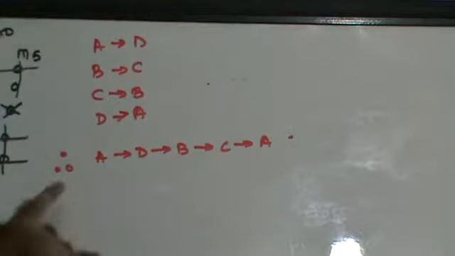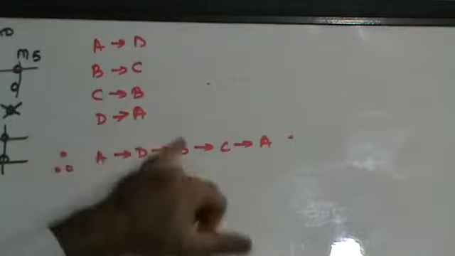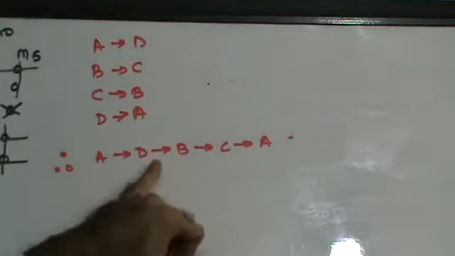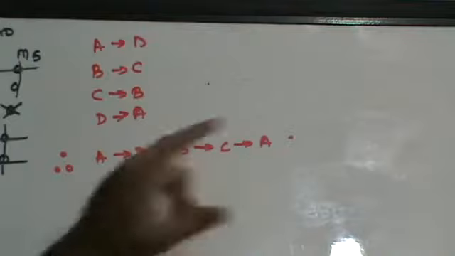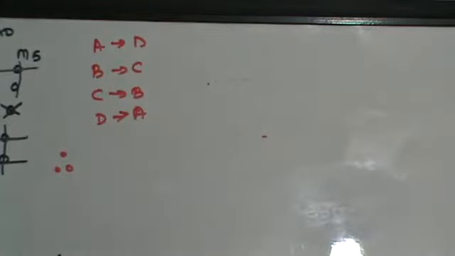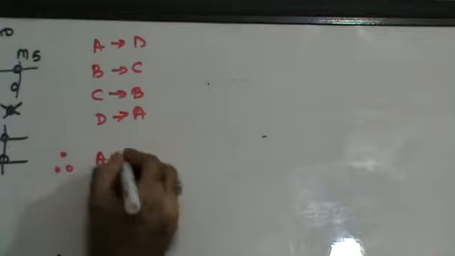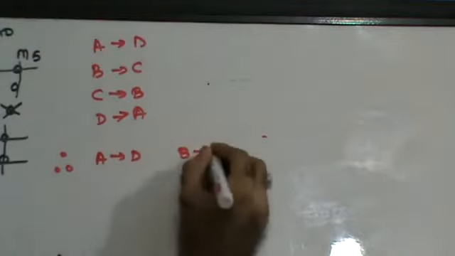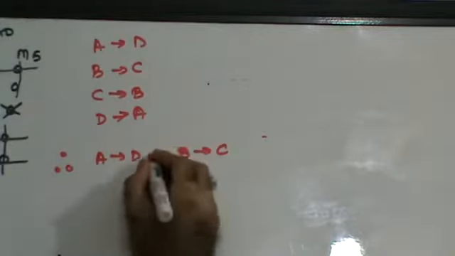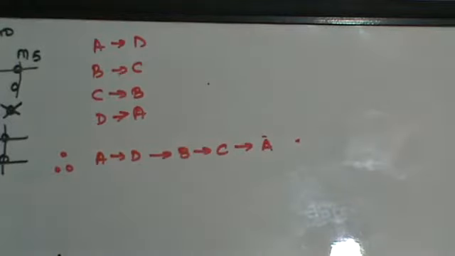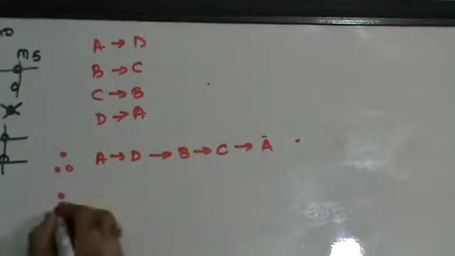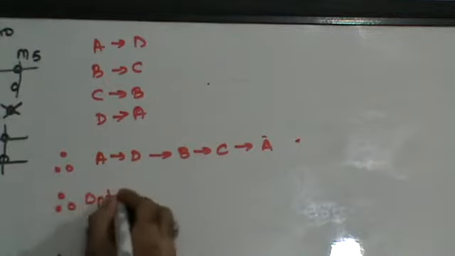A corresponds to D, you write it as it is. B corresponds to C, write it as it is. Write a correspondence sign here and write the first number at the end. Once more guys, see this. First you write A corresponds to D. Then you write B corresponds to C. Put a correspondence here and put A here.